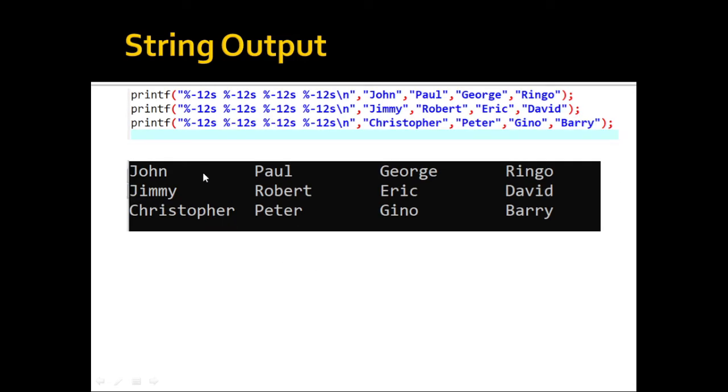But here, I use negative 12s, instead of just 12s. So what will this negative symbol do? It will actually align the string to the left. So it will be left justified. So you notice here, they are now left justified, or aligned to the left.